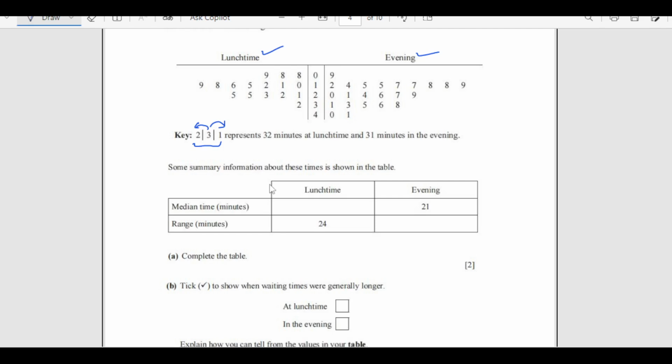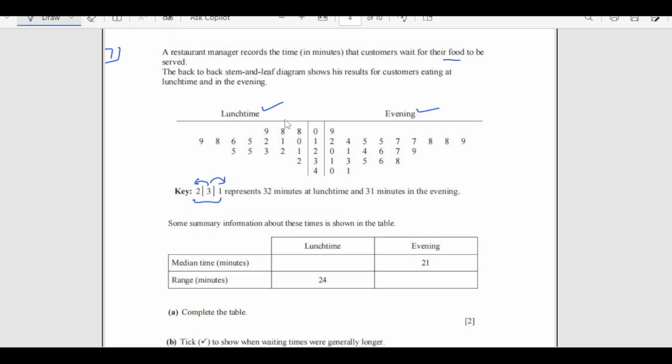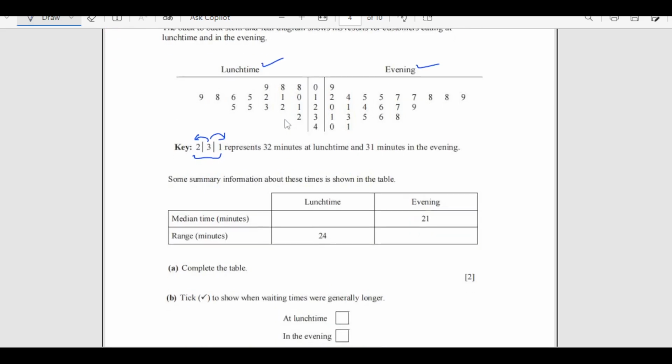Now some summary information about these times is shown in the table. So median is here, range is here. Complete the table. So how will we complete the table? So the median of the lunchtime. Median is the middle value, right? We are not given how many there are. They are already in order, right? As you see, this is 32, this is 21, 22, 23. So it starts from here.